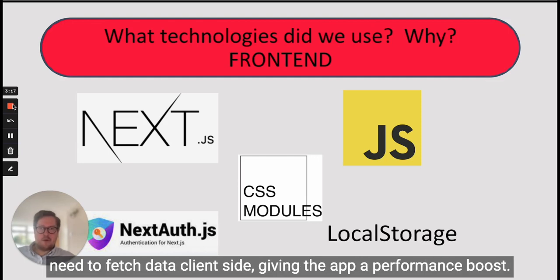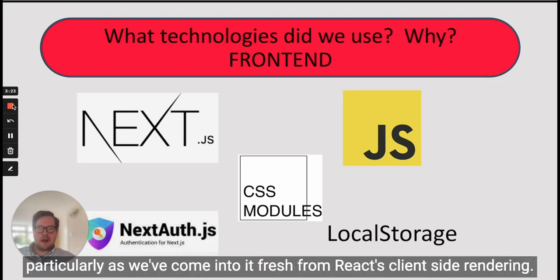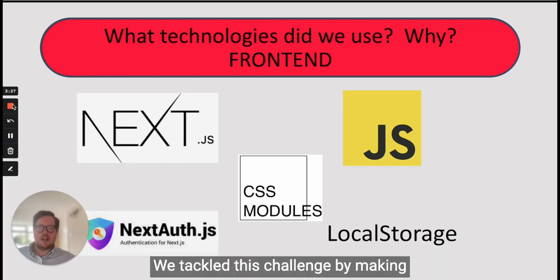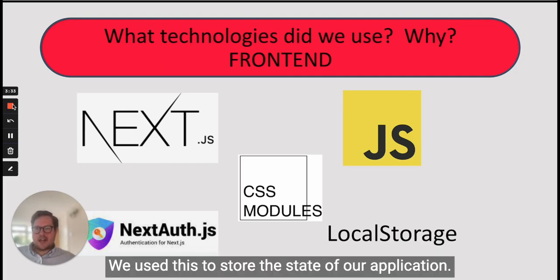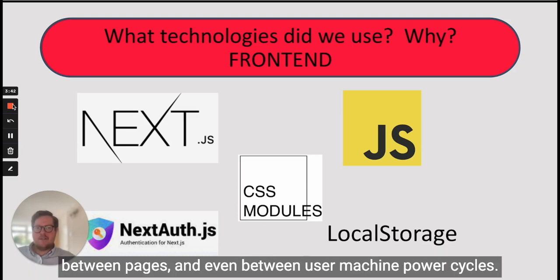giving the app a performance boost. The concepts of server-side rendering proved challenging at first, particularly as we came into it fresh from React's client-side rendering. We tackled this challenge by making use of the browser's local storage API. We use this to store the state of our application. Data stored in local storage persists between page refreshes, navigation between pages, and even between user machine power cycles.